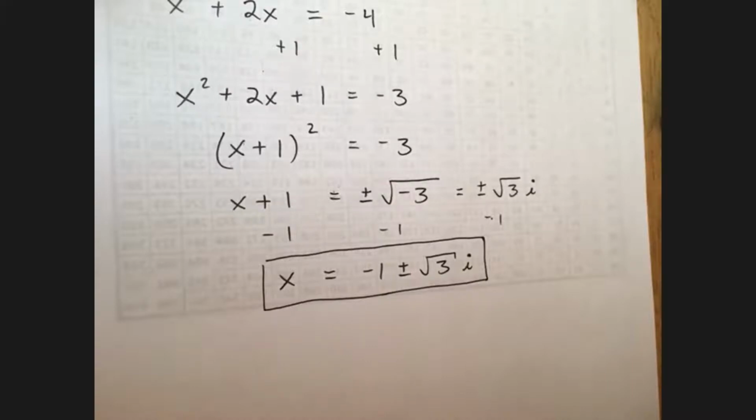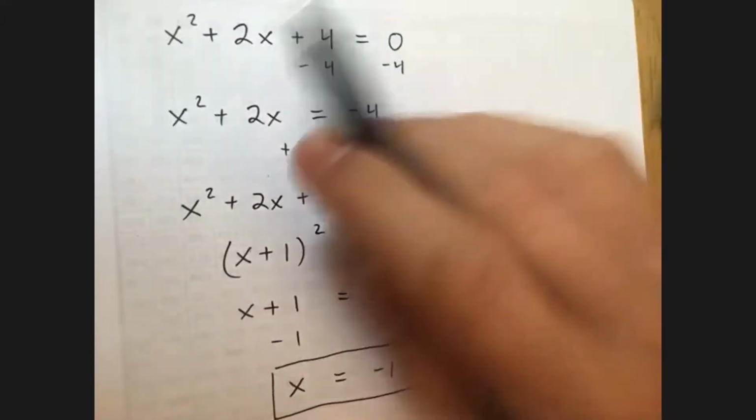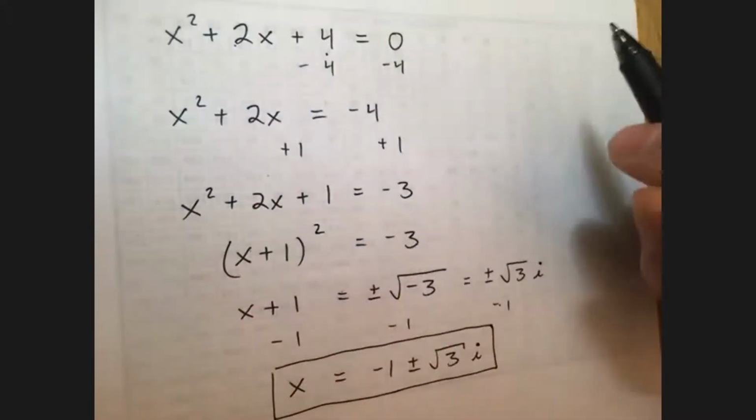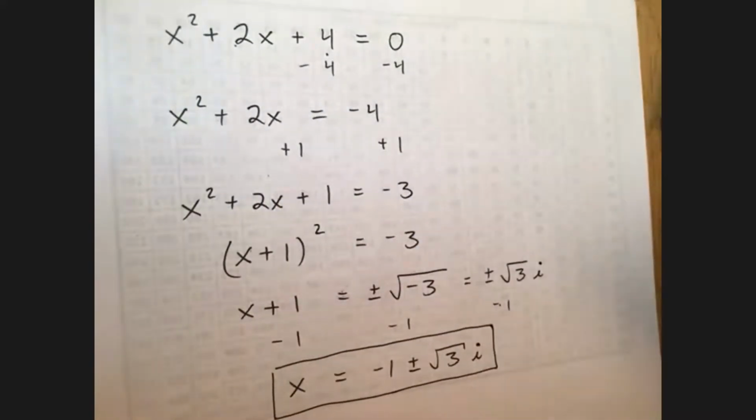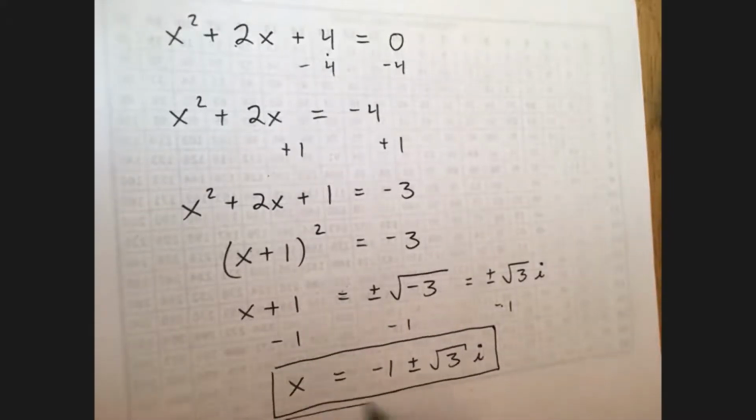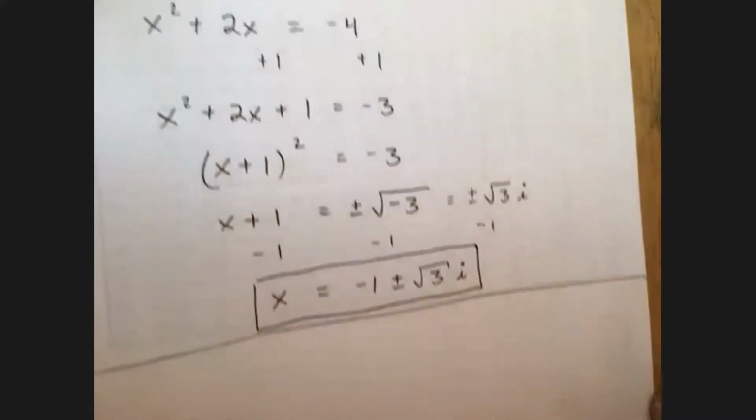So complex numbers can happen as well. And you will always get an answer here. If you're willing to use complex numbers, then no matter what coefficients you put here, you'll always be able to get a solution. Okay. Let's try one where we have a coefficient in front of the x squared.